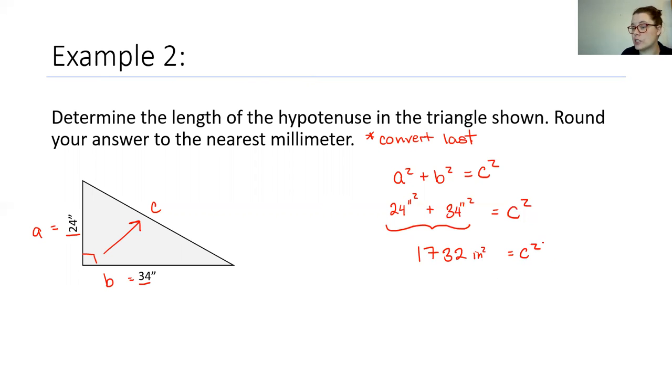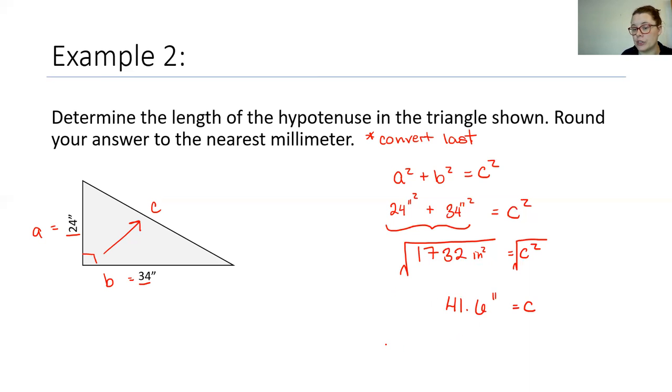And then we want just C, so we have to undo the square, which means our last step in Pythagorean theorem will always be taking the square root. That's an essential piece. So we're going to take the square root of both sides. This leaves us with C. 1,732, take the square root of that and you get 41.6, and we're back to inches because Pythagorean theorem always only gives us a length. It won't give us this squared bit.